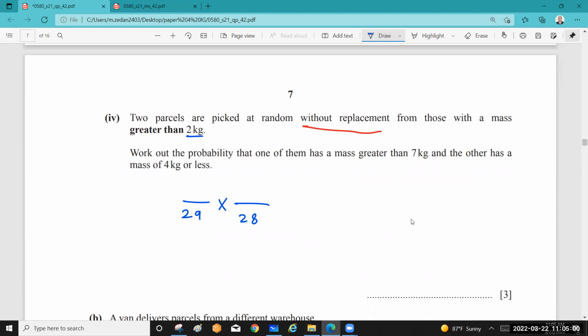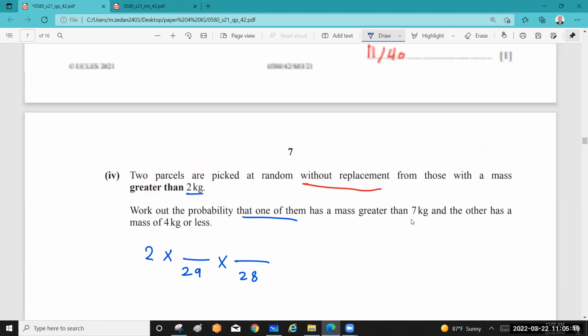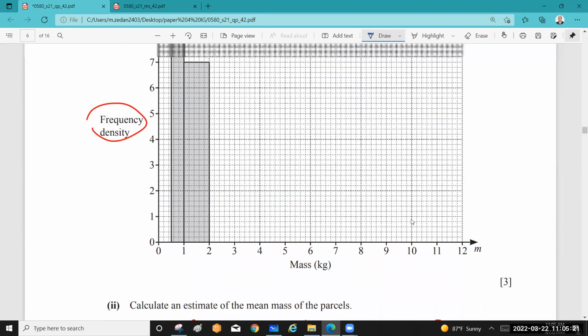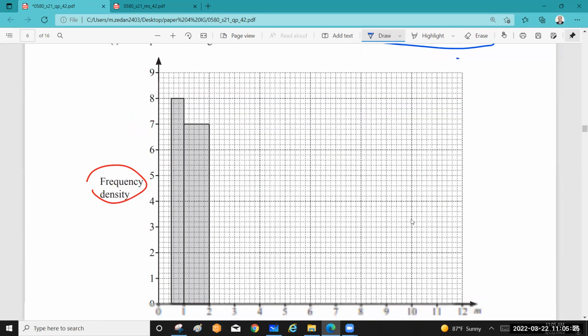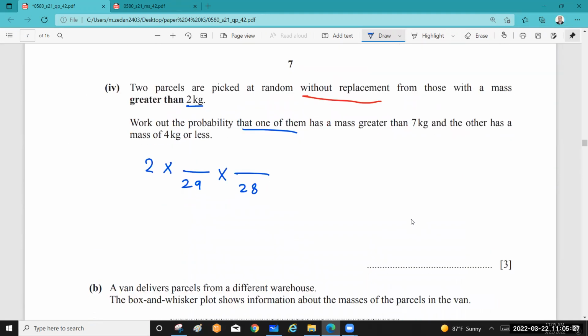From these sets, work out the probability that one of them has a mass greater than 7. Look at this word, one of them. One of them may be the first one or second one, no problem. So you need to multiply by 2 here. Mass greater than 7. How many greater than 7 now? Look at that frequency, greater than 7. The number is 4.